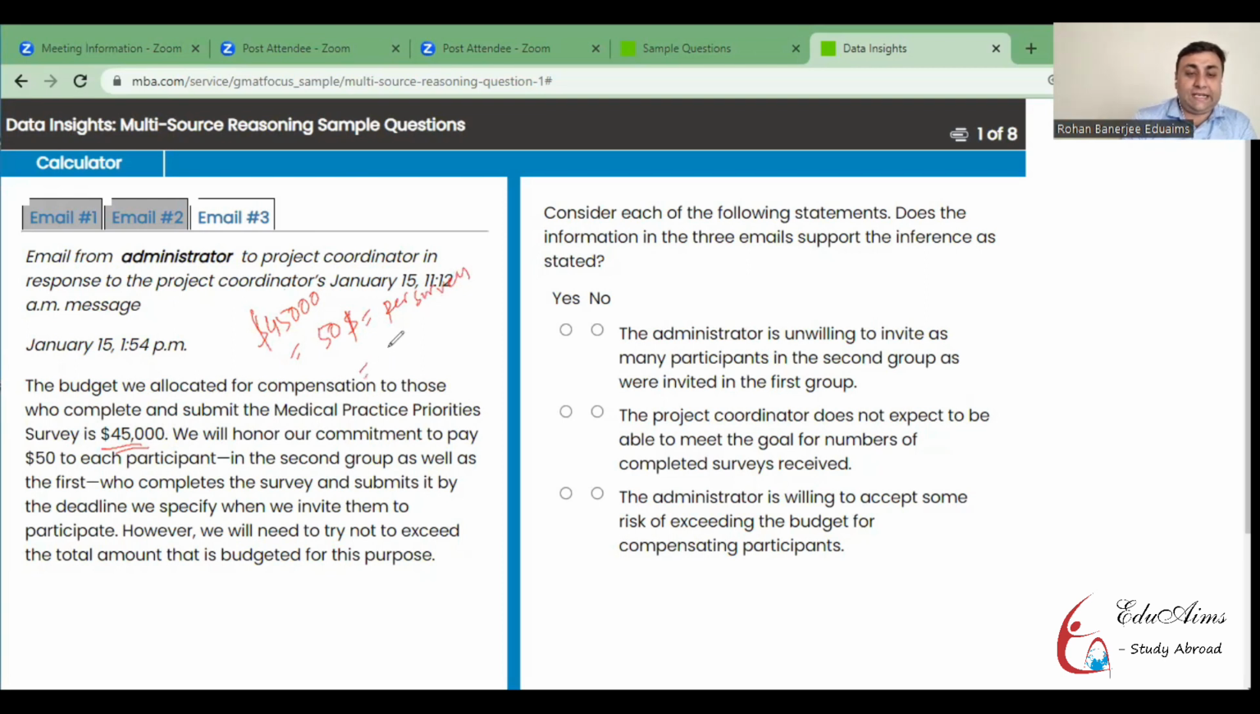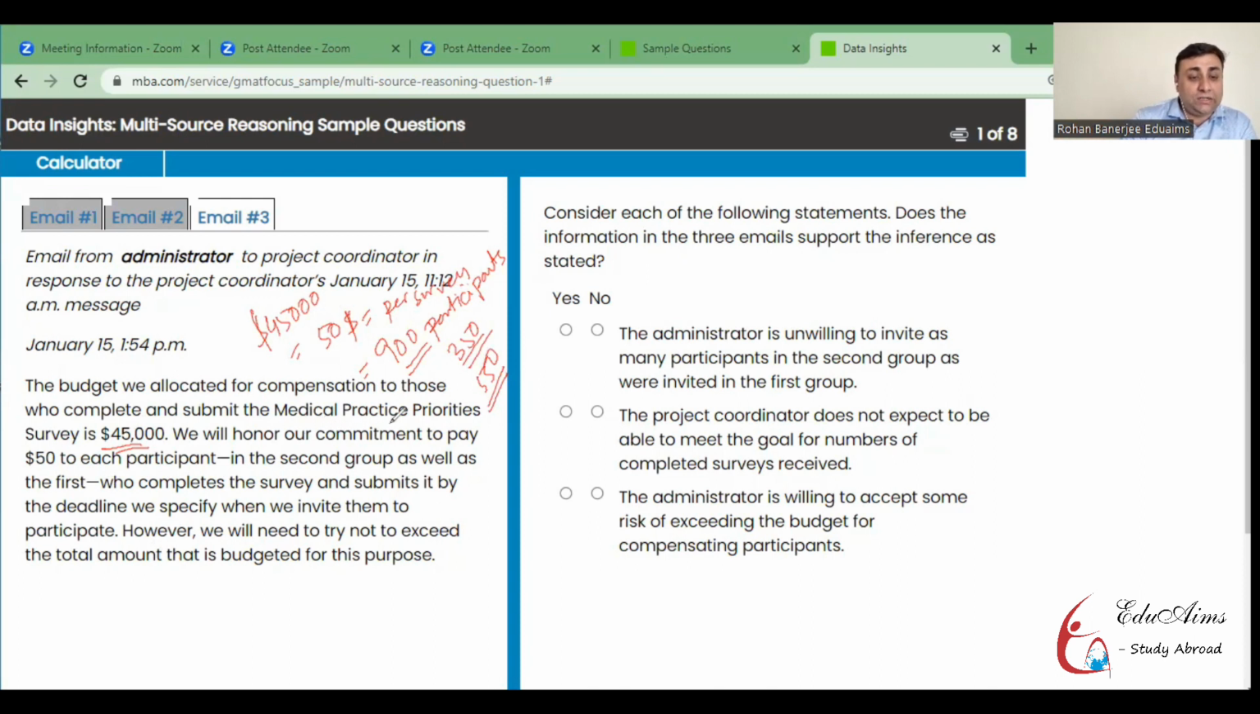So we can roughly say that they're estimating their budget is for 900 participants, right? Because 900 into 50 is 45,000, and they have received around 350 applications. So they have space for around 550 more. Even if 550 people return, they will not exceed the budget.